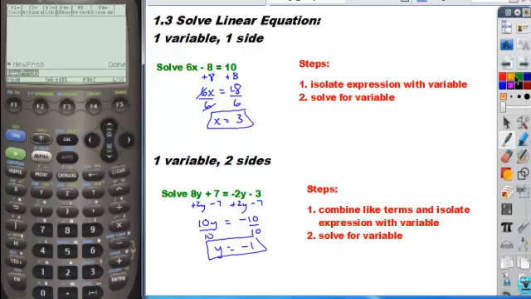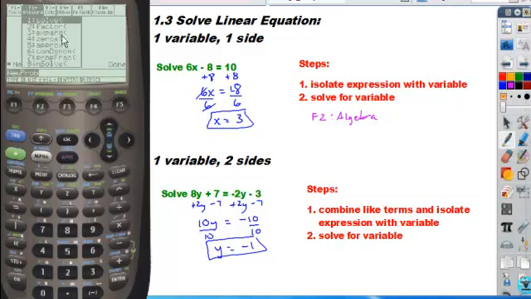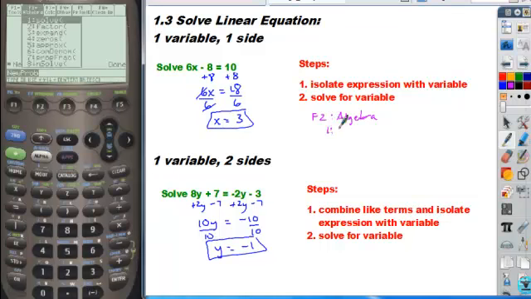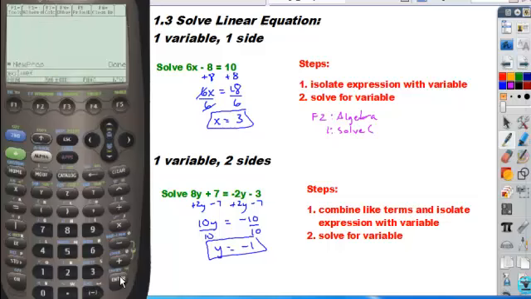Okay? When you enter your equation on your calculator, up here in this F2 Algebra tab, so if you hit the F2 Algebra tab, you can choose solve. It's the very first command. Okay, and then that allows you to just write your equation exactly as it appears. So if I write my equation, 6x minus 8 is equal to 10.